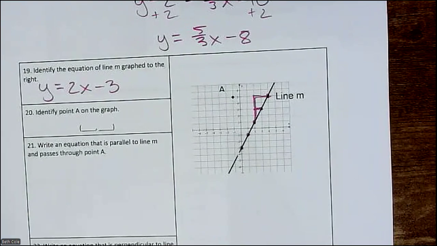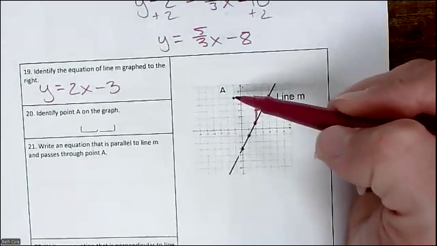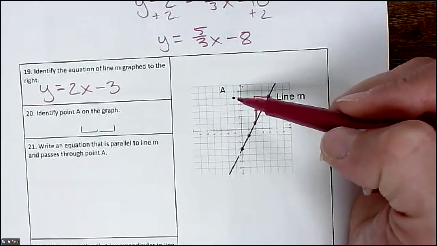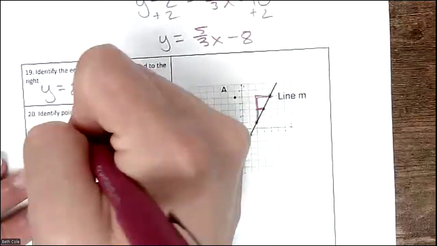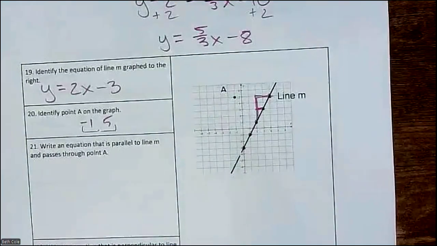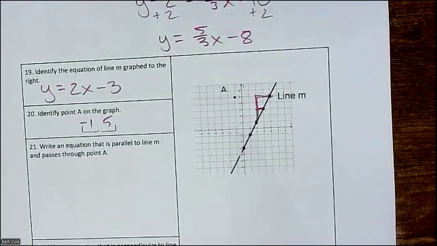All right, identify point A. What is this point? That is literally all I'm asking you. Do not overthink that. -1, 5. That is it. Everyone gets that one right, okay? That's all you're being asked for.